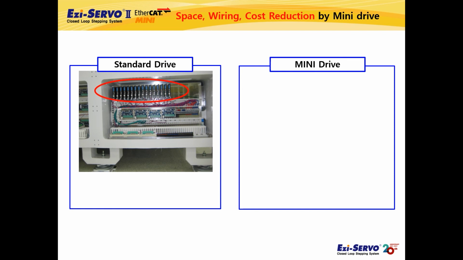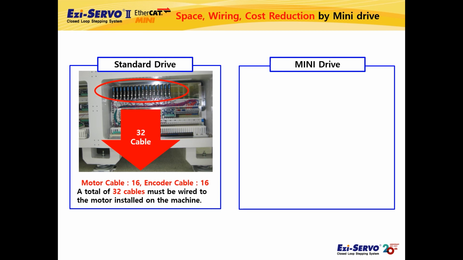When using existing standard drives, a separate space was required for the drive installation. In addition, because the size of the drive was large, it was not possible to install the drive close to the motor. The cable length from the drive to the motor is long, making wiring complicated. From each drive, 16 motor cables and 16 encoder cables are connected, so a total of 32 cable bundles must be wired on the motor side.